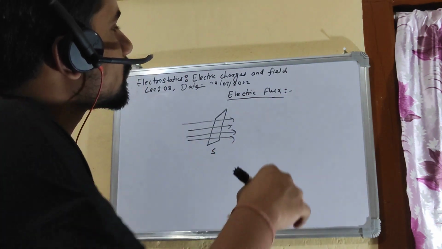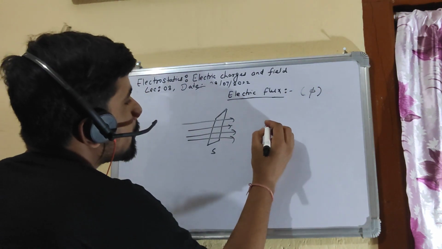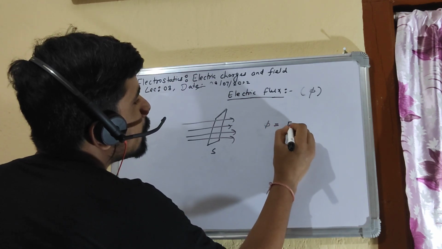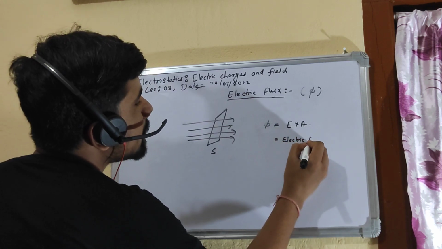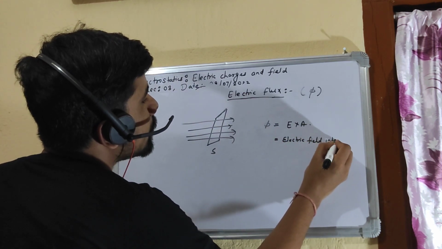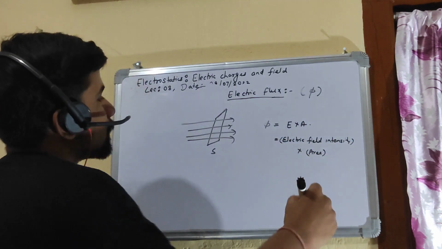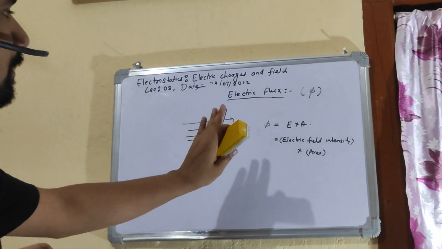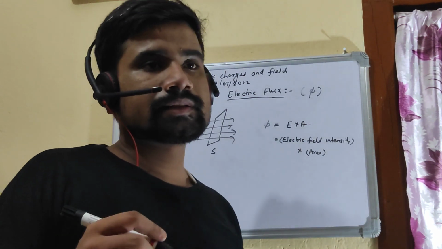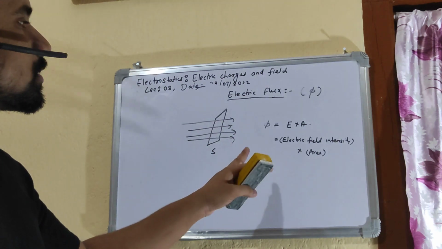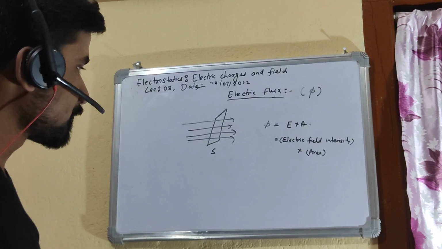And electric flux, which is denoted by the symbol phi, is given by E into A, right? E is nothing but electric field intensity, into area. So as I said, electric flux is an indicator of the number of field lines passing through the area, which in turn depends on two things: the magnitude of the electric field and the area, right?